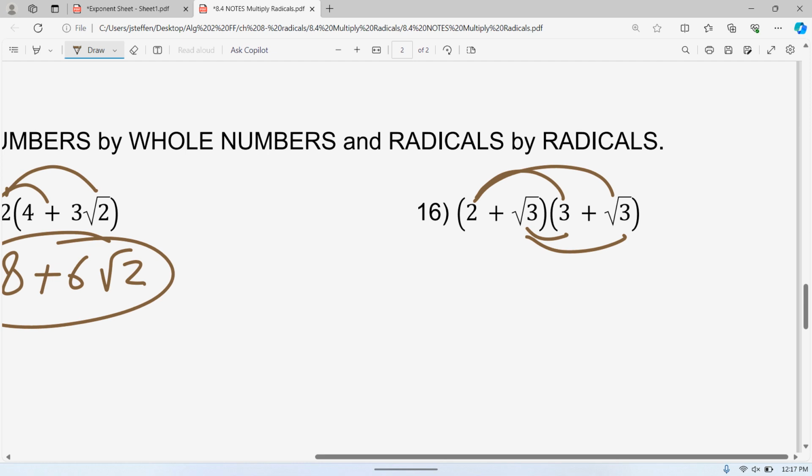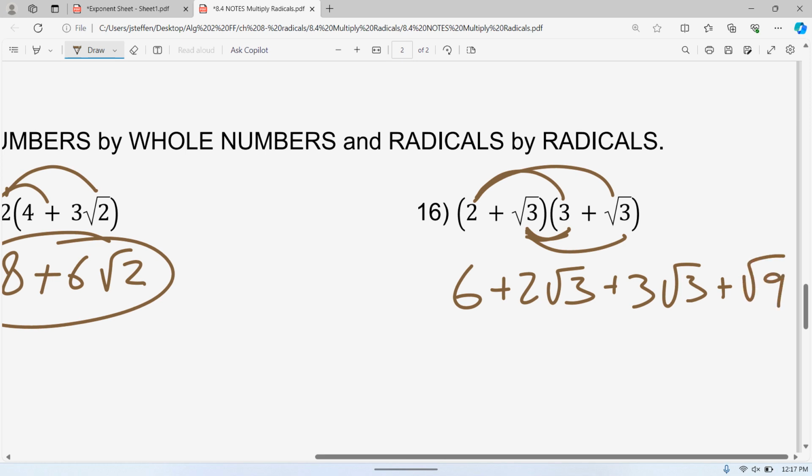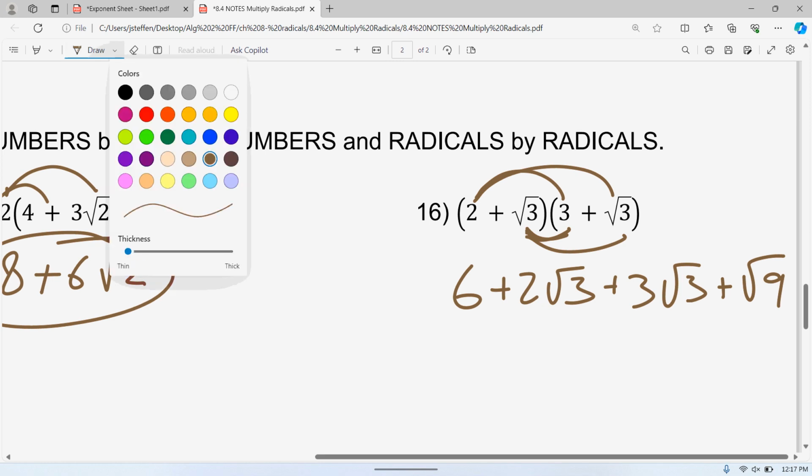So 2 times 3 is 6. 2 times the square root of 3 is 2 root 3. Square root of 3 times 3, again, you can't combine those, so that's 3 root 3. And then again, square root of 3 times square root of 3, I always do it this way, where I say it's the square root of 9, and then I go and reduce things later. There's other ways to do it, but that's how I like to do it.